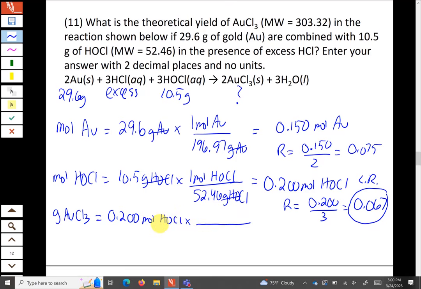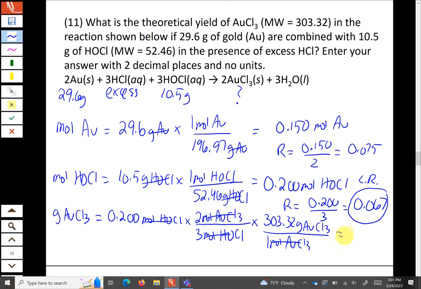So once we have moles of one substance, we can convert into moles of another using coefficients. So we have 2 moles of AuCl3 forming for every 3 moles of that react. So again, that's going to be mole ratios from the balanced equation. And then we also have to go to grams again. So same step as last time, we're going to use the molar mass of that, 303.32 grams of AuCl3 in 1 mole. And so that comes out to 40.4.